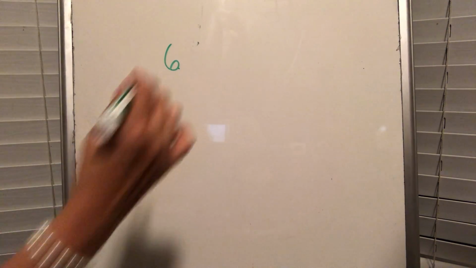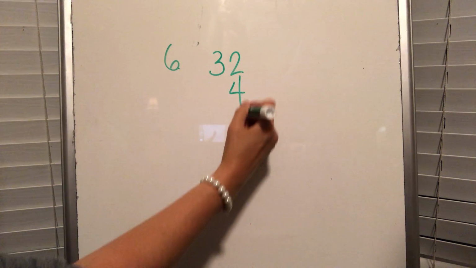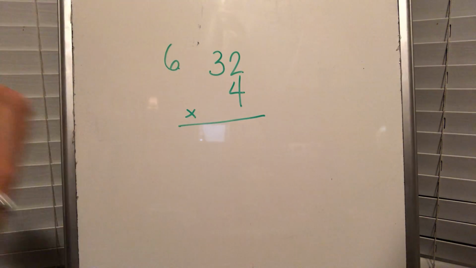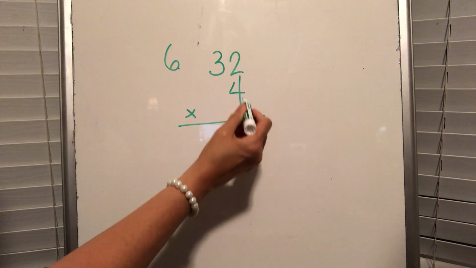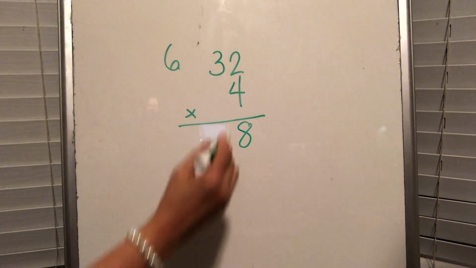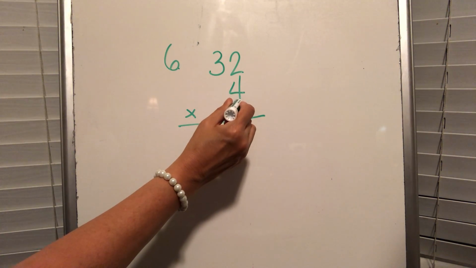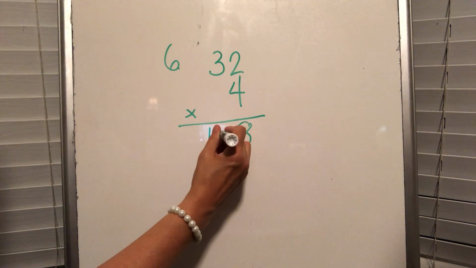Number 6, 32 times 4. Okay. Again, which place are we going to start in, boys and girls? You say it out loud at your house. Yep, I heard you. The ones place. 4 times 2 equals 8. Then we're going to move and multiply the 4 times the 3, and 4 times 3 equals 12.